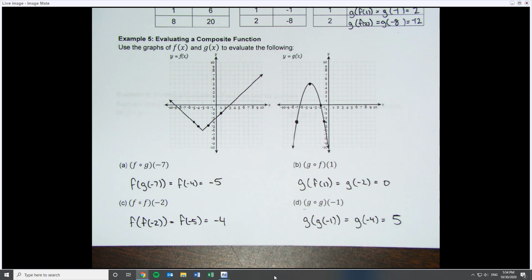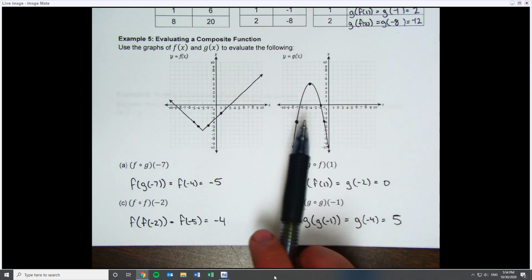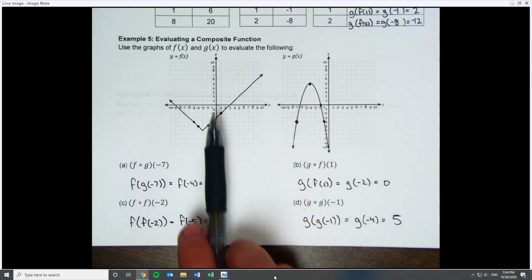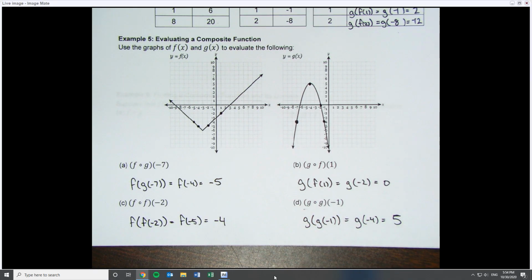So you can use a table of values to go through and fill everything in that you need, or you can use 2 graphs. And depending on the book that you get homework out of, sometimes the graph will be separate like this. Sometimes they'll give you one set of axes with 2 graphs on the same line. Just make sure you pay attention to which one's labeled F and which one is labeled G.